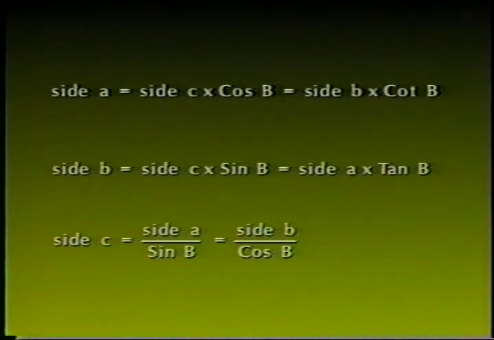This graphic shows the other three sets of rearranged trig functions for solving right triangles. Side A equals side C times cosine B, or side B times cotangent B. Side B equals side C times sine B, or side A times tangent B. Side C equals side A over sine B, or side B over cosine B. Inspection of a problem and then a correct choice of function always yields the correct solution, providing the simple math like multiplication and division is done correctly.